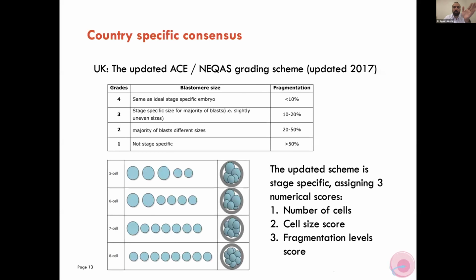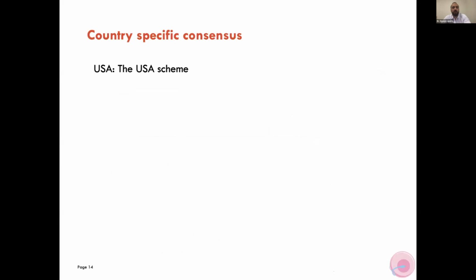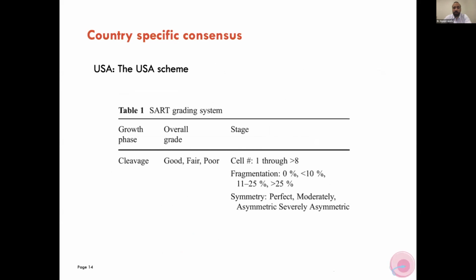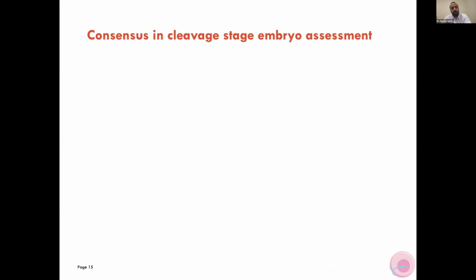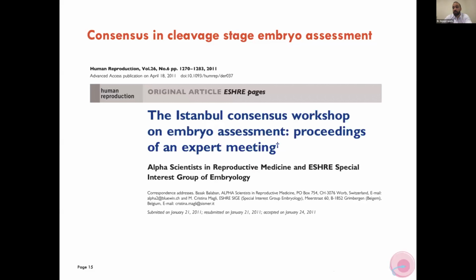So going from the number of cells to the score of the blastomere size to the score of the fragmentation. Also, the USA has its own scheme and assigns scores of good, fair, and poor that are based on cell numbers, fragmentation levels, and symmetry. The summarization of these points from all the different consensuses has been developed in the Istanbul Consensus. This is the first edition of the consensus.